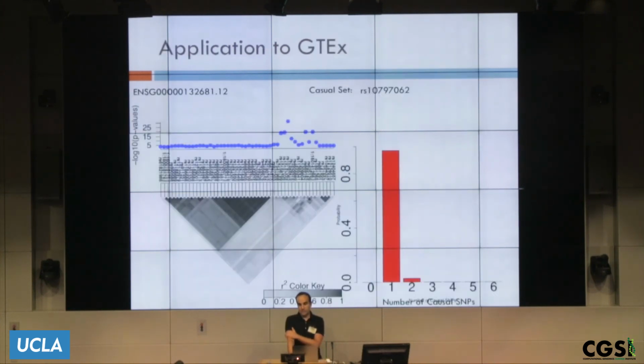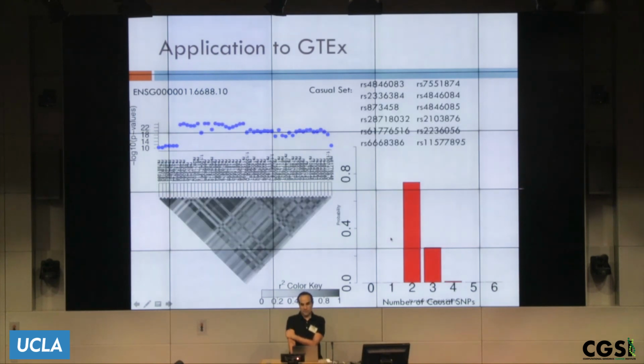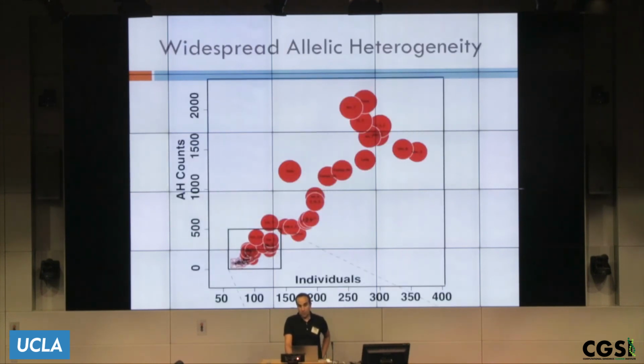When we applied it to the GTEx data, here's an example. This is one gene in the GTEx data, this is the CAVIAR set with one SNP, and this is our histogram. You see that there's a very high probability of only one SNP, so in this case we assume there's only one SNP. But here's another example, with a broader peak. Our method says it's really likely 2 or 3 SNPs. That means there is no one SNP that explains the observed signal. Okay? And then we applied this to all the GTEx data.